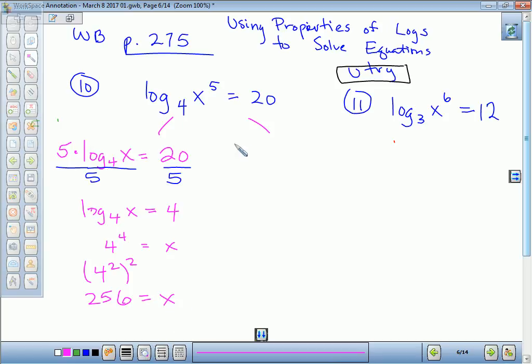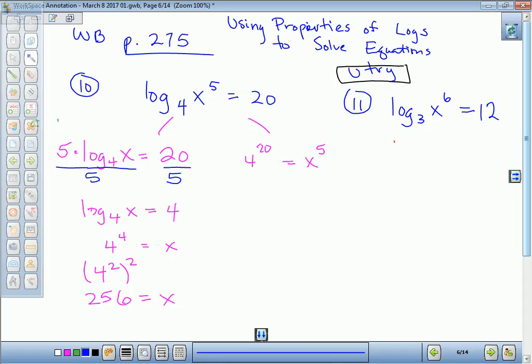Okay, what would the other method be? The other method I'm going to show you is where we immediately switch forms and we don't use those properties of logs to solve. So if I immediately switch forms, it would become 4 to the 20th equals x to the 5th.